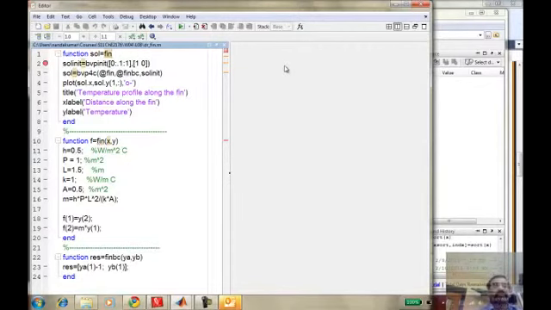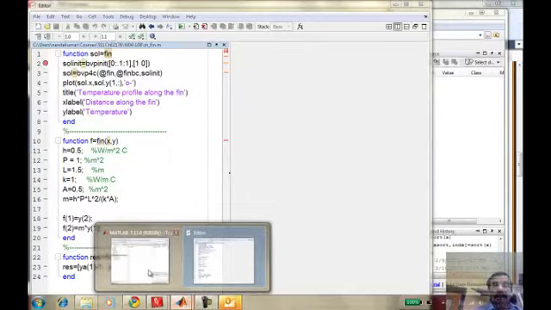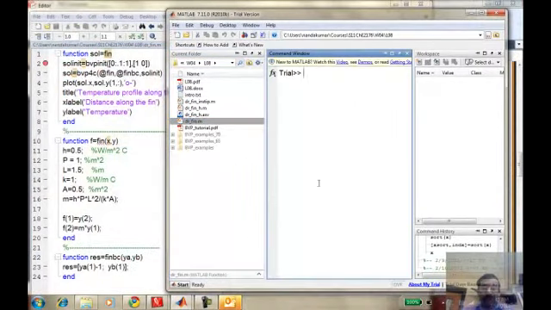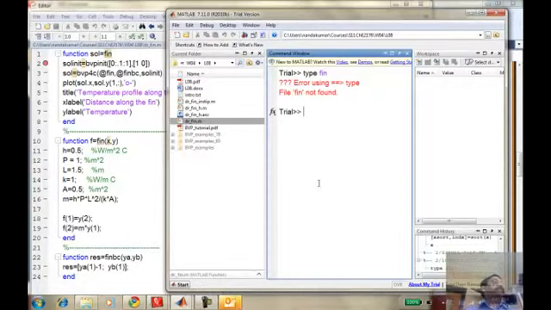I'm calling it as fin. To execute that function from the command window, I need to type drFin. Okay. So if I type fin, what should I get? Error. Fin is not a file.